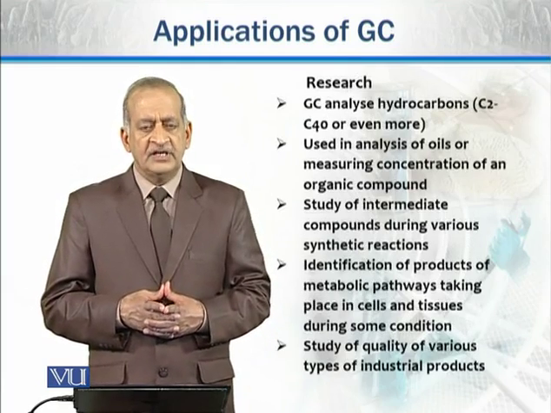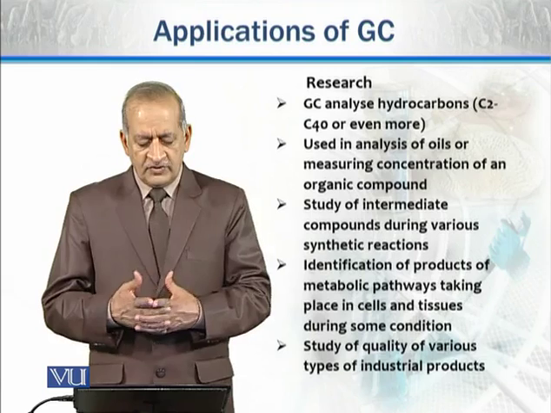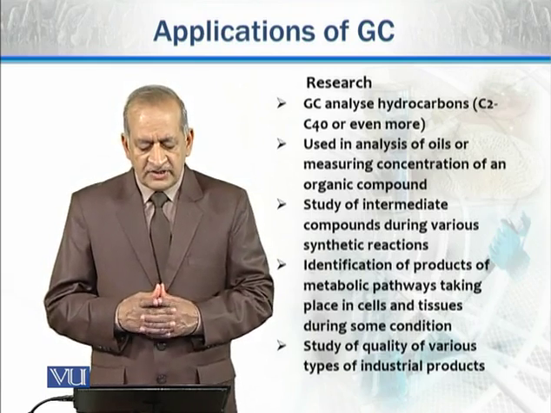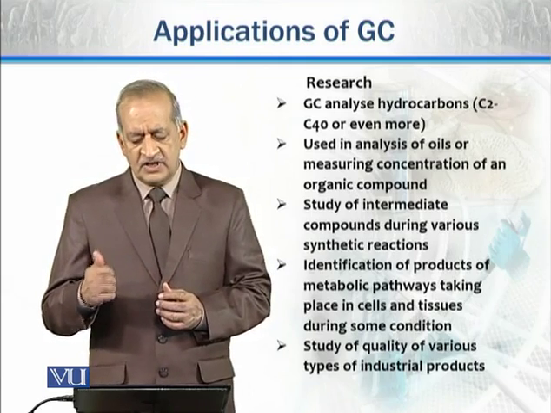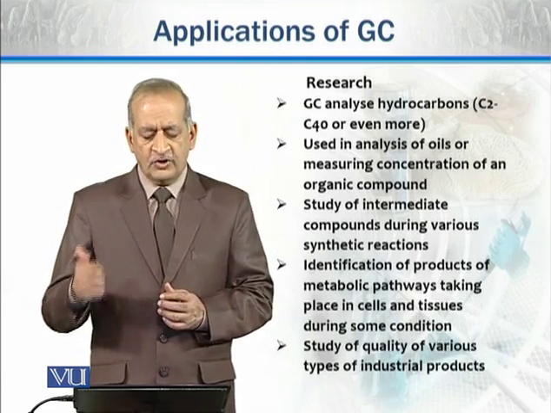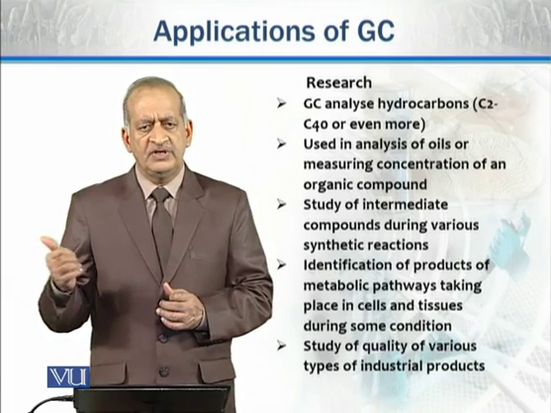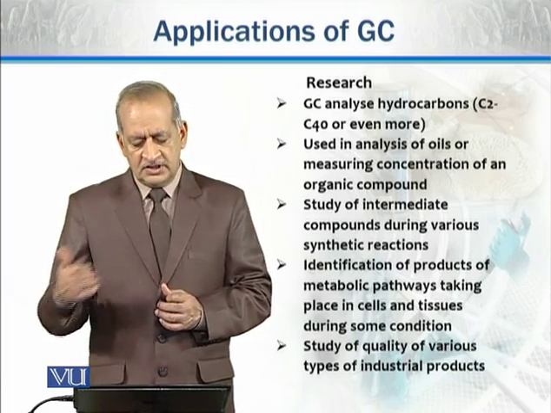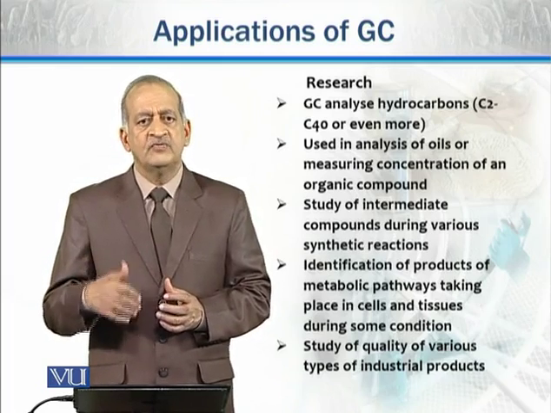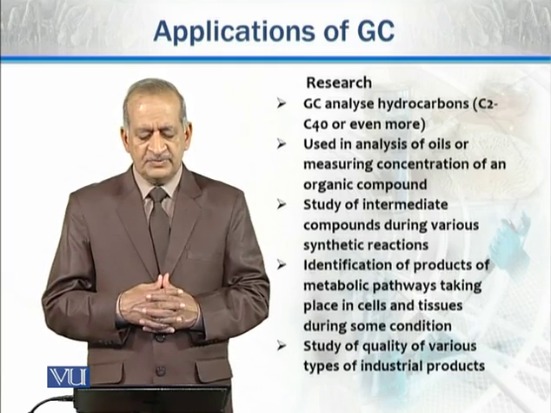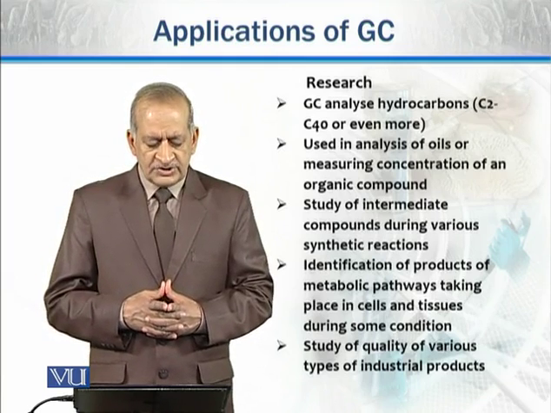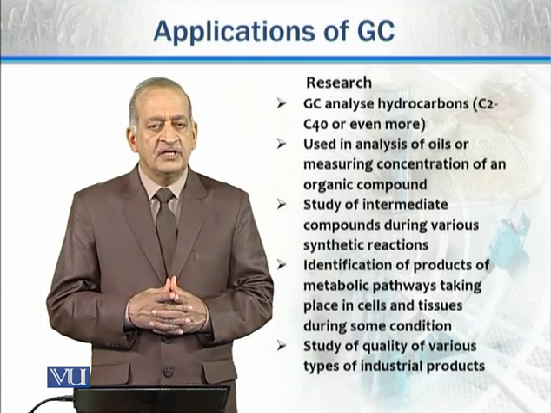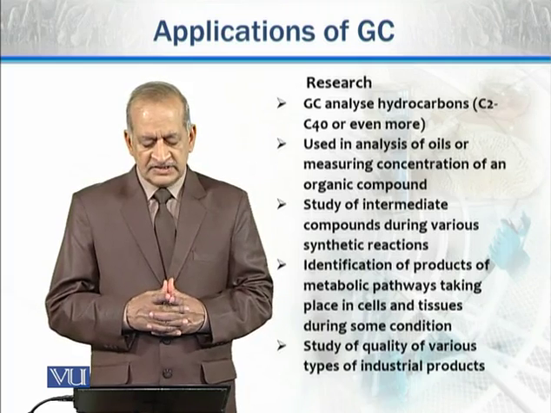It is also used in various types of research. For example, we can analyze various types of hydrocarbons which have carbon from 2 to 40 or even more. So we can analyze different types of hydrocarbons present in our sample which are produced or may be produced during different types of experiments. GC is also used in analysis of oils or measuring concentration of an organic compound present in the sample.